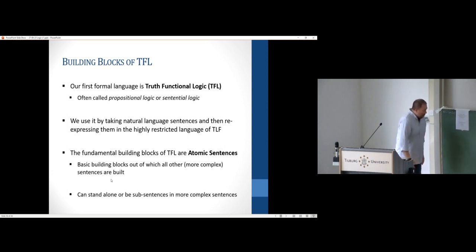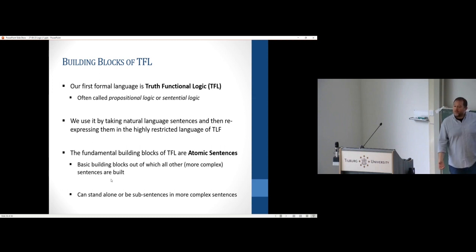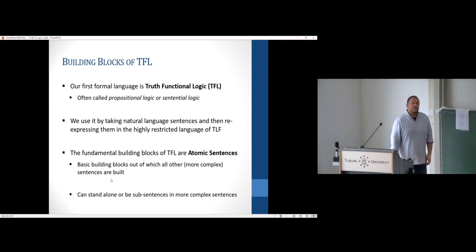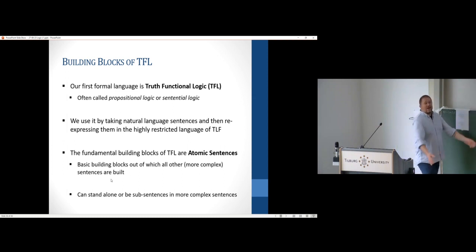So the fundamental building block of TFL are atomic sentences. Atomic sentences are expressed by capital letters. They're the basic building blocks out of which all other more complex TFL sentences are going to be built. Basically, think of any capital letter that is a way to express an atomic sentence in TFL. They are the one-by-one Lego from which we will build everything else. They can stand alone, so you can just have a capital letter by itself, like we saw with some of the premises a few minutes ago, where we just had like A. Or they might be part of more complex sentences. If A, then B.